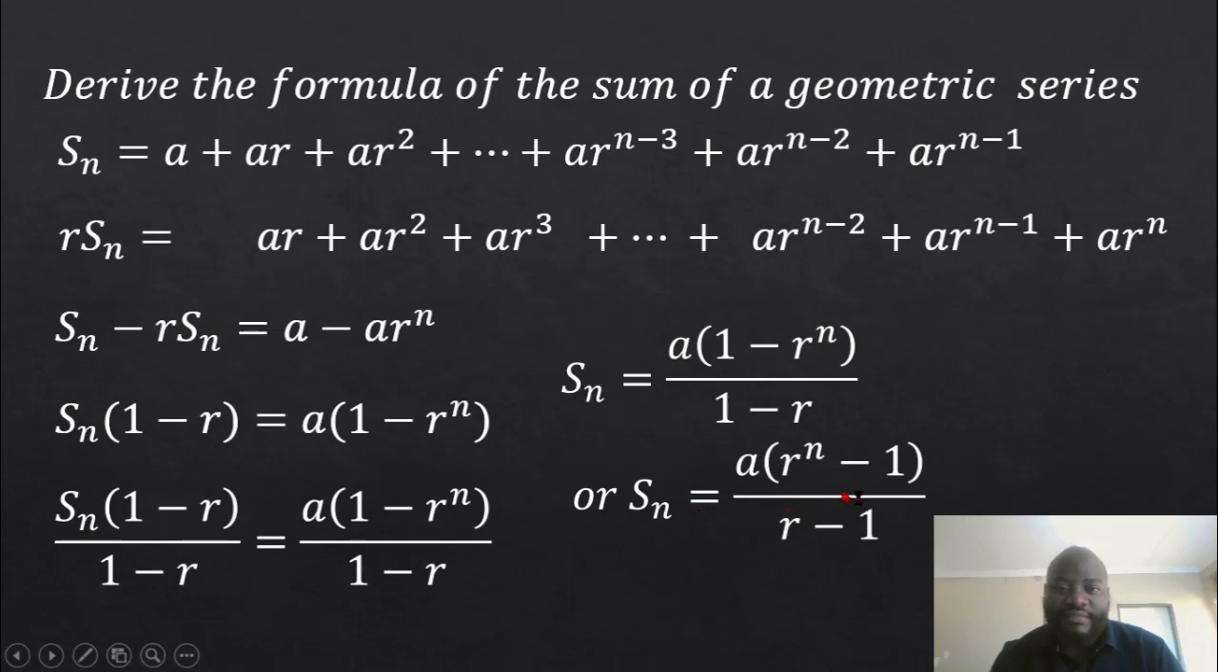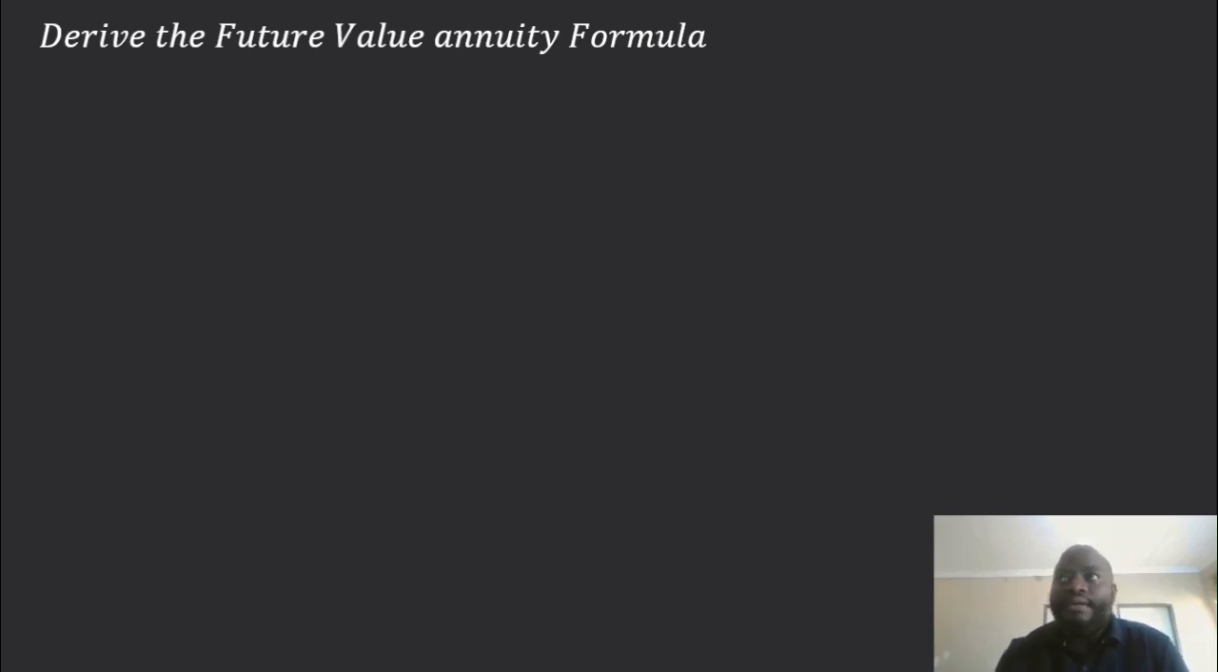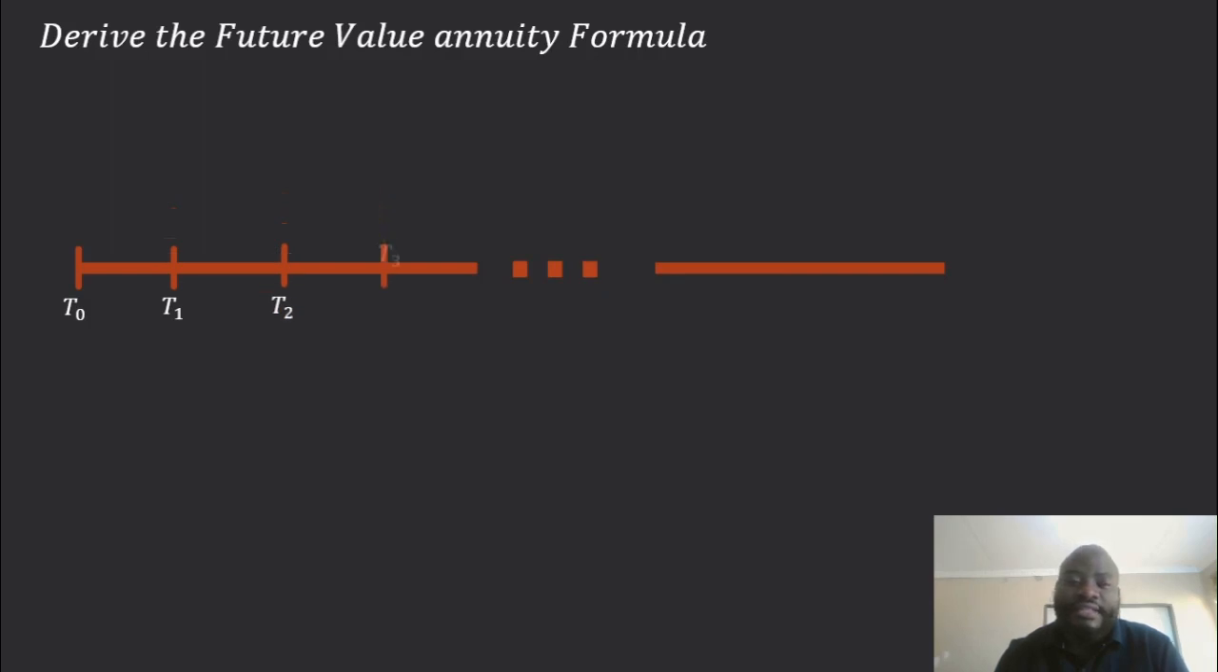Now next, we go and try to derive the future value annuity formula. We start by saying we have a timeline, and our timeline starts at T0 and goes all the way up until Tn. So this is indicating all the number of periods that our annuity is going to be observed.